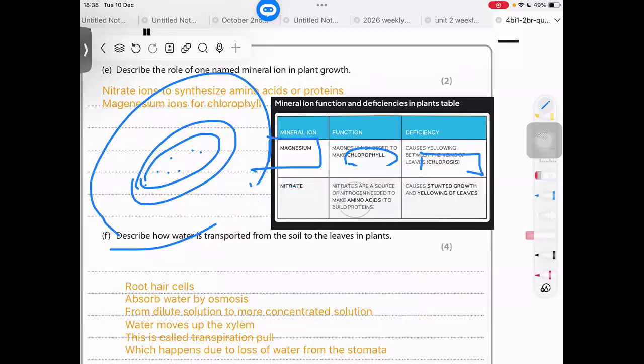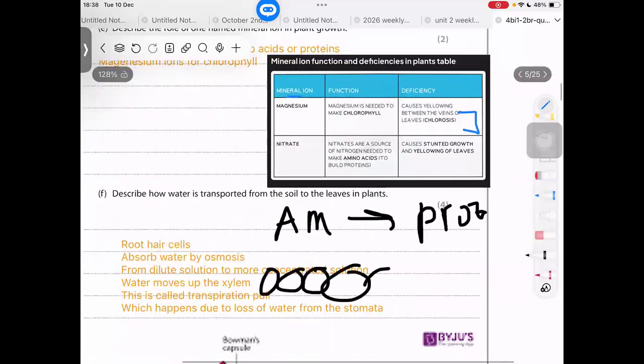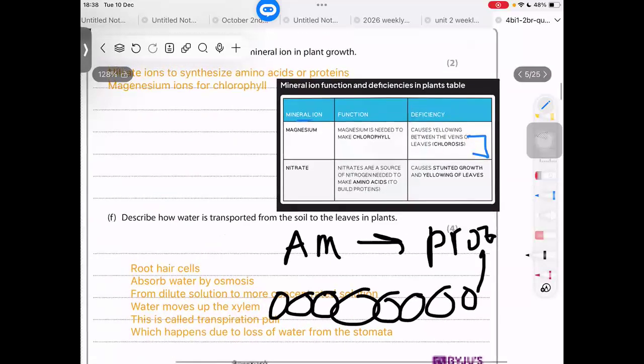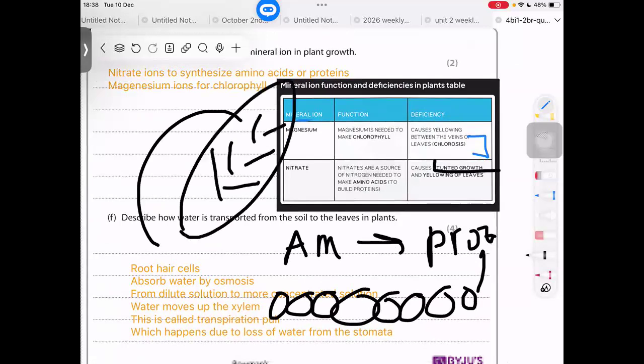And you can say nitrate. Nitrate ions are used to make amino acids, right? And amino acids can be converted into proteins. Why? Because amino acids polymerize like this and then only they create the proteins. If the plant doesn't have enough proteins, we would have a stunted growth, right? So plants will also have stunted growth. Not just that, they also will have the yellowing of leaves, right?